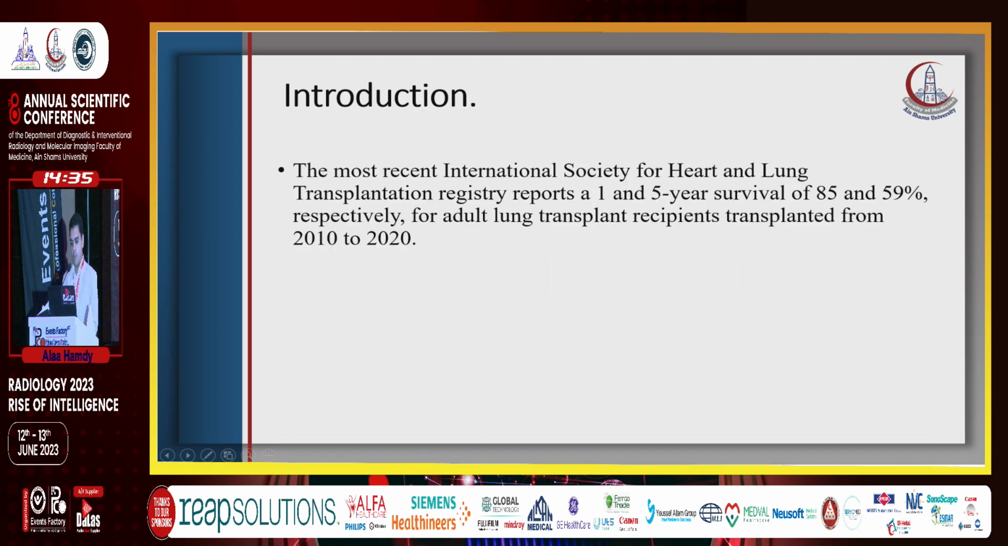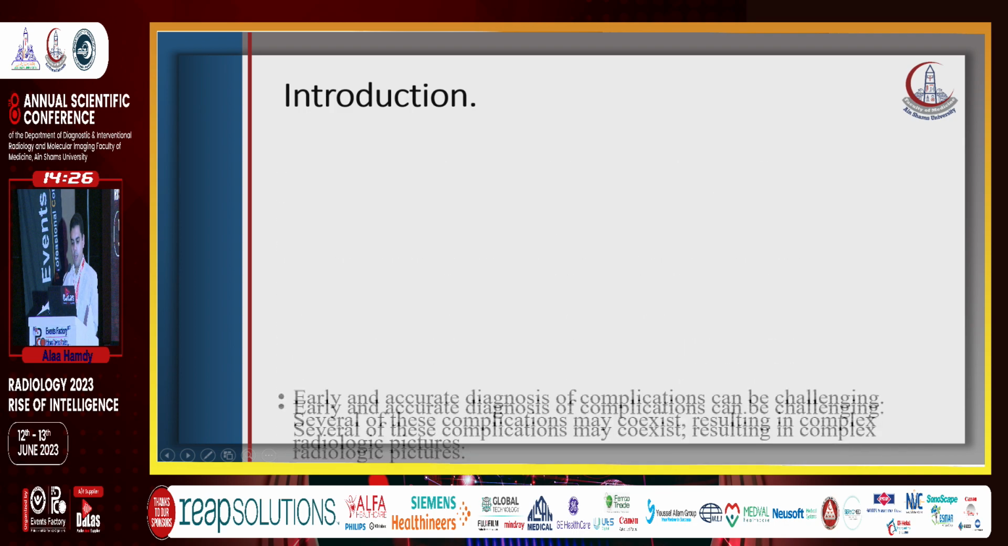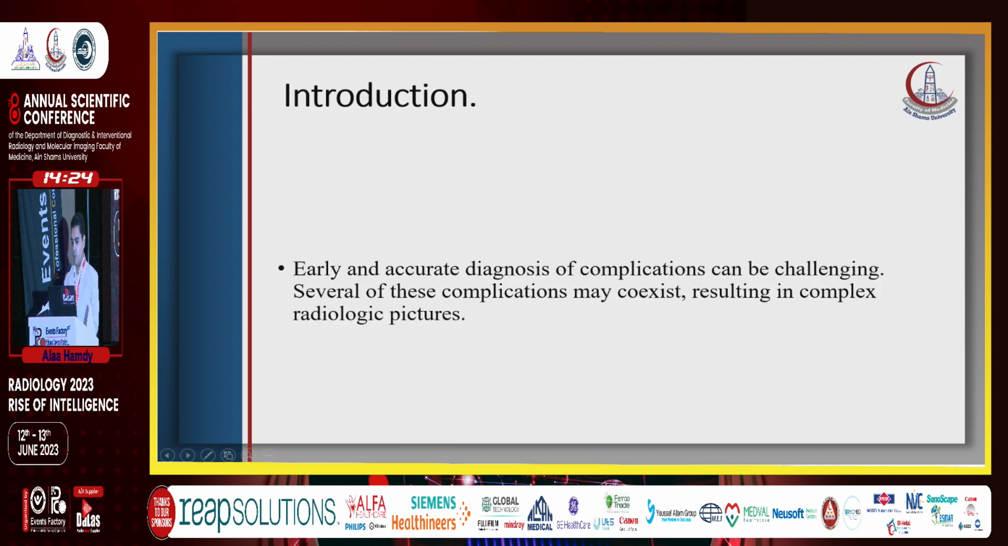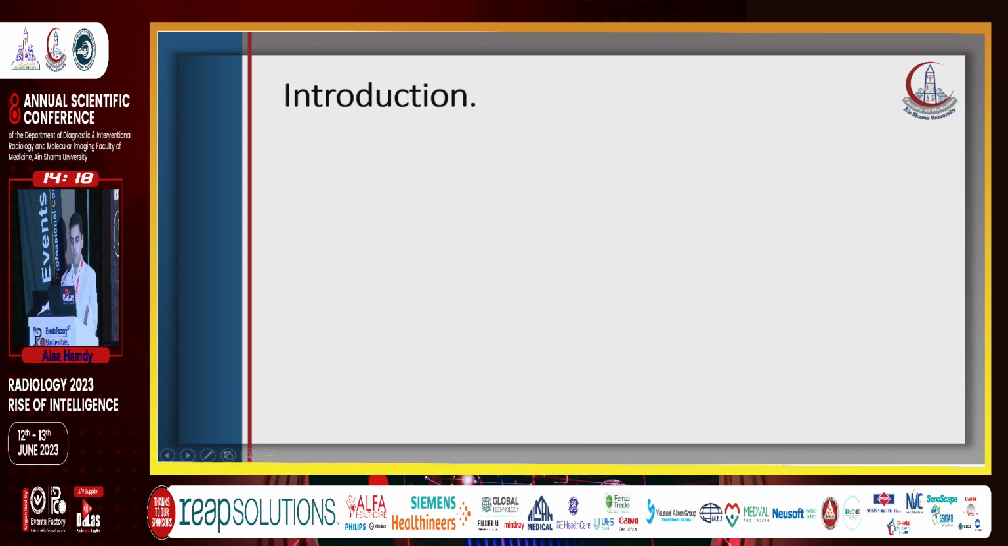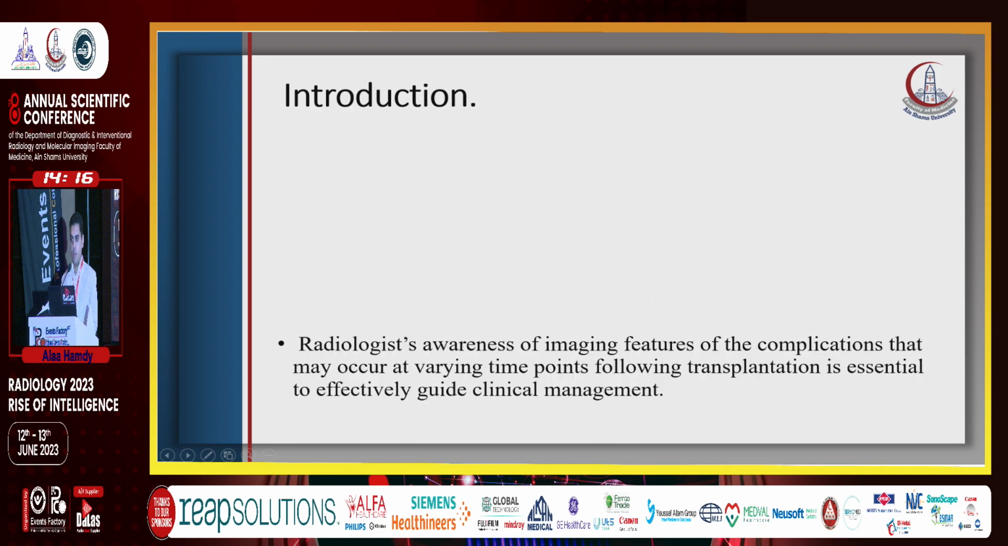The most recent International Society for Heart and Lung Transplantation reports 1 and 5 year survival rates of 85% and 59% respectively. Early and accurate diagnosis of complications can be challenging. Several of these complications may coexist, resulting in complex radiological pictures. Radiologist awareness of imaging features of complications that may occur at varying time points following transplantation is essential to effectively guide clinical management.